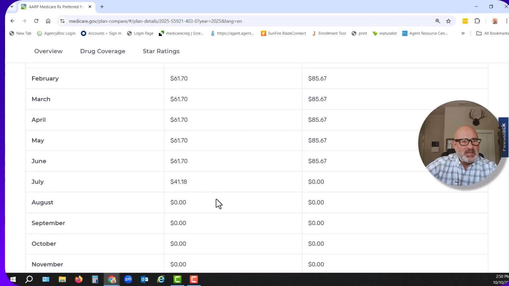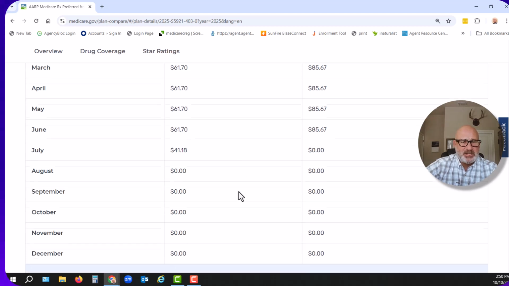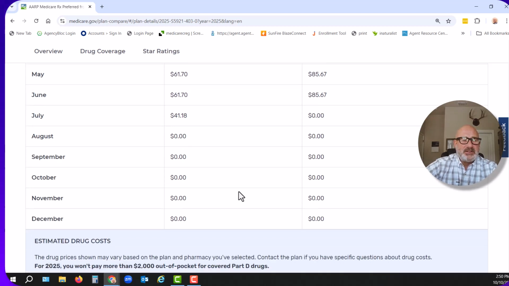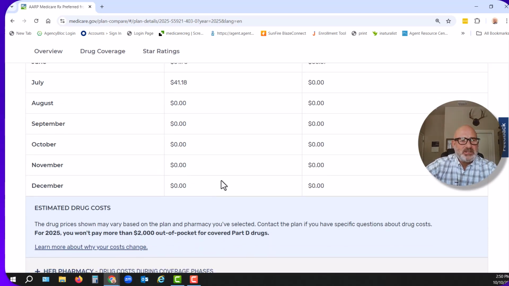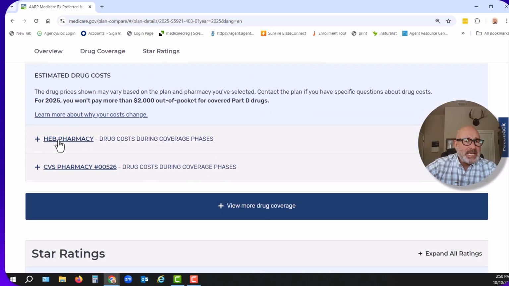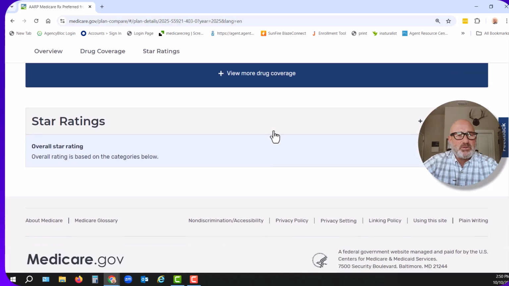Now, these formulas are very complicated. I am not even going to begin to try to explain them to you, other than the way they allocate costs and the $2,000 business, but it doesn't really matter. You just want to look on here and see which one of these is going to be less for you. And then also you can see what each cost of the prescription is at CVS or HEB, but I'm not going to go through all that.